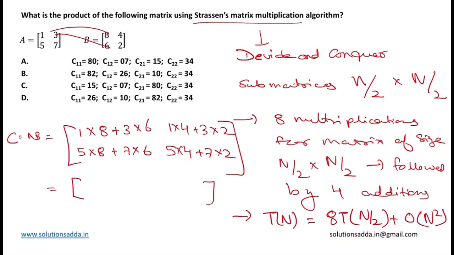The output will be 1 8 is 8 plus 6 3 is 18, 18 plus 8 is 26. 4 plus 6 is 10. 5 8 is 40 plus 6 7 is 42, that is 82. 5 4 is 20 plus 7 2 is 14, that is 34. Therefore C11 is 26, C12 is 10, C21 is 82 and C22 is 34. Hence option D is the correct answer.